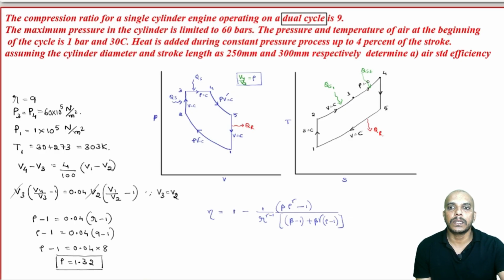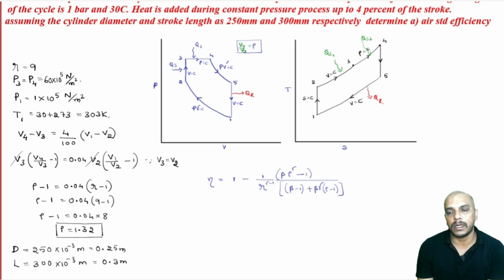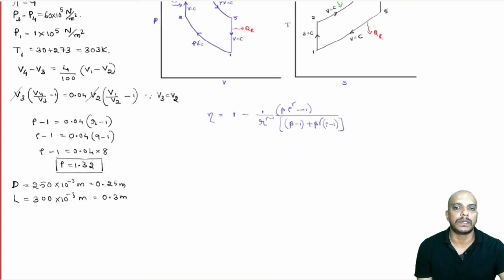Now, assuming the cylinder diameter and stroke length, assuming the diameter of the cylinder as 250 mm, so 250 into 10 power minus 3 meter, that will be 0.25 meter, and stroke length is 300 mm, so 300 into 10 power minus 3 meter, which is 0.3 meter. Now, stroke length and diameter are given and we have been asked to determine the efficiency.